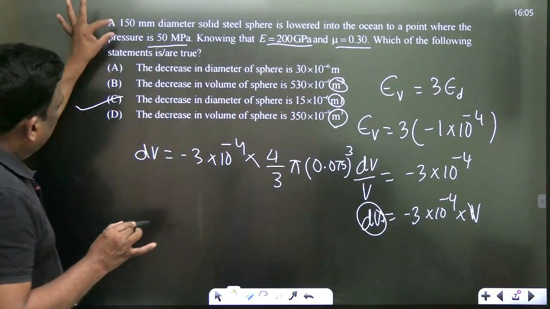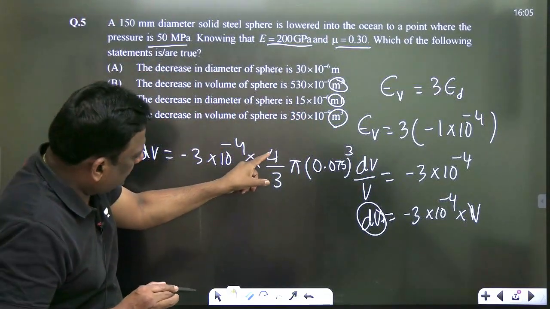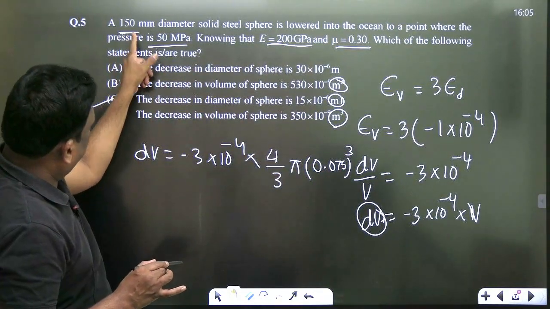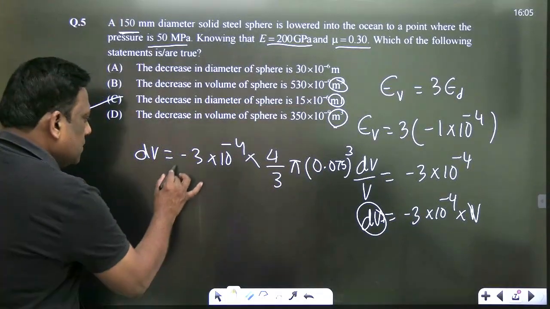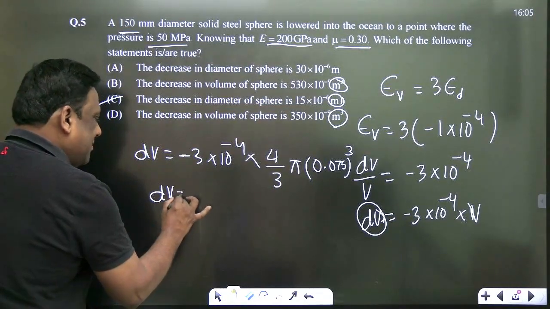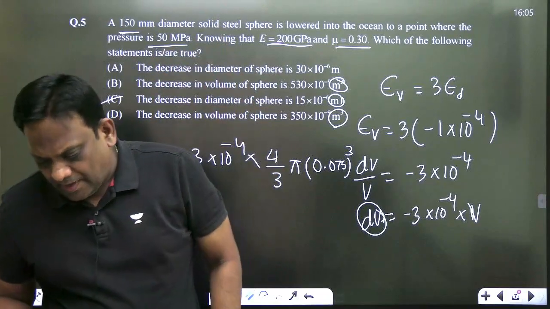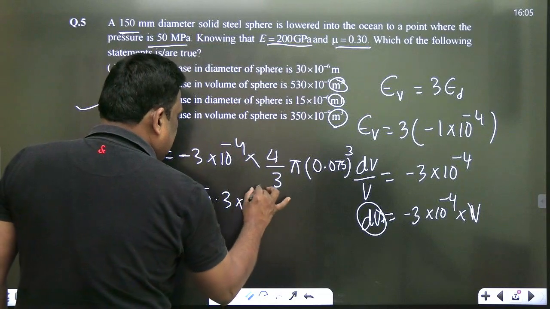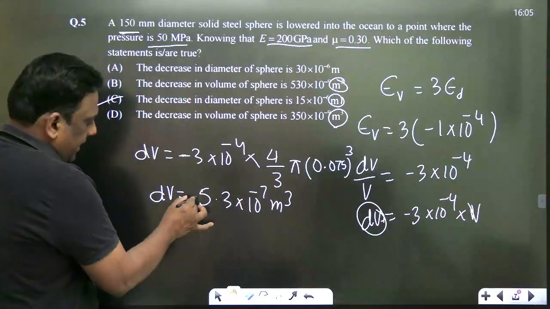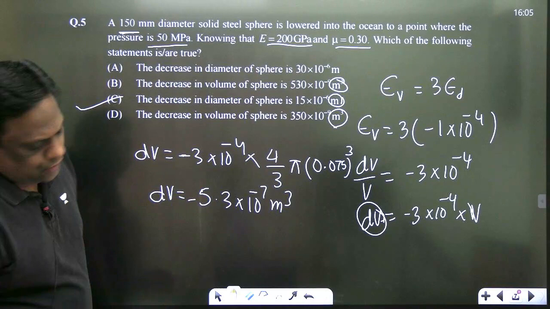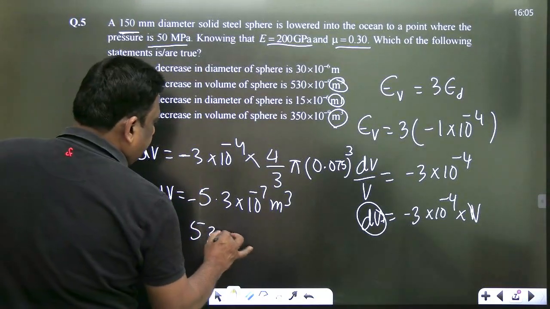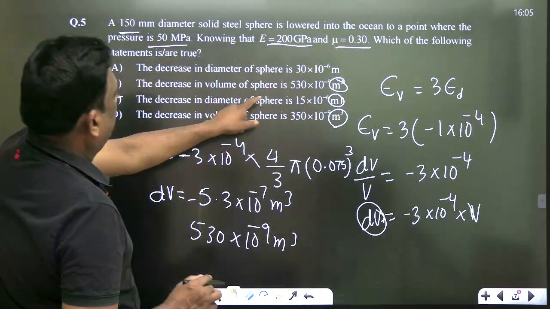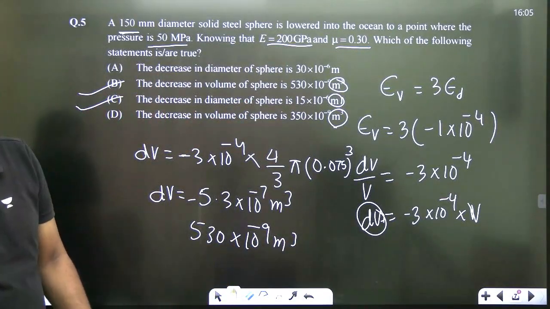Let me repeat, sirs. 150 mm is the diameter. The volume of a sphere is 4 by 3 pi r cube. Radius is 75 mm because the diameter is 150. 75 mm is 0.075 m. So the negative sign shows reduction in volume because it is compressive all round. So I think you are getting this as 5.3 into 10 power minus 7 meter cube volume. So the negative sign shows decrease. This can also be written as 530 into 10 power minus 9 meter cube. Yes. So options are B and C.